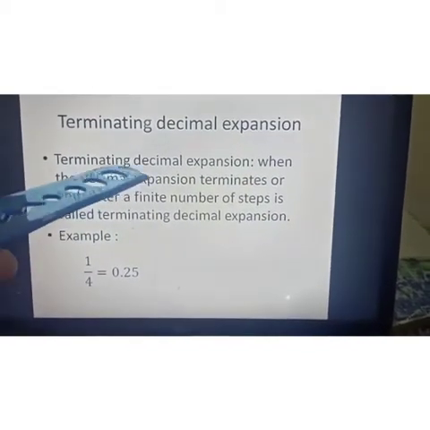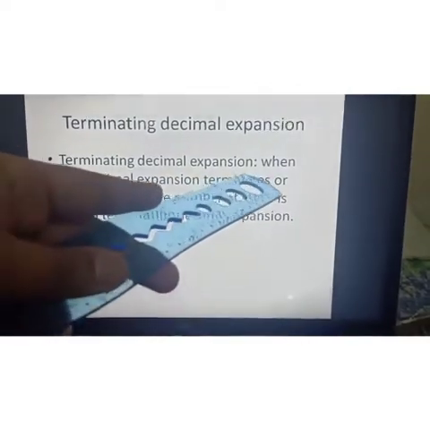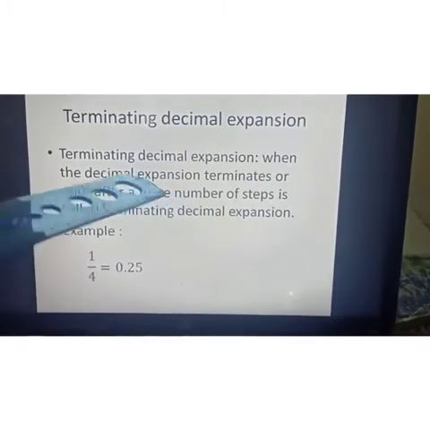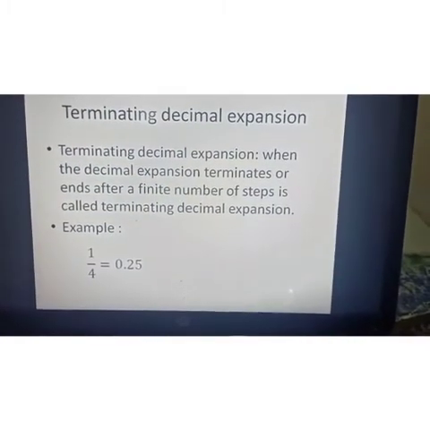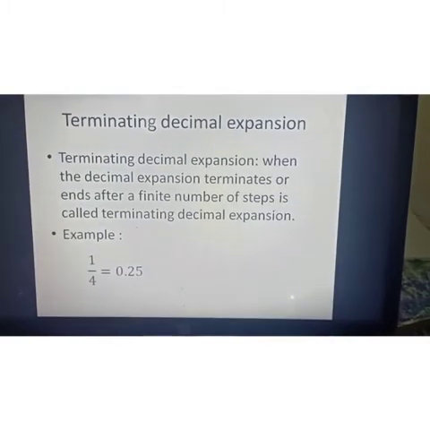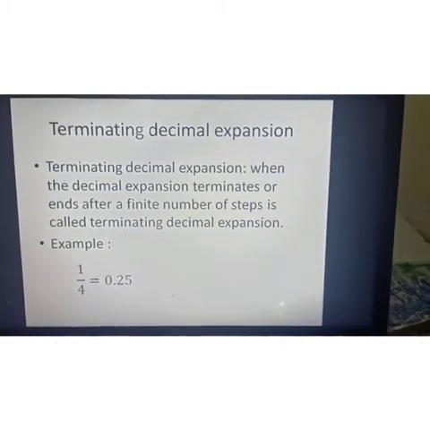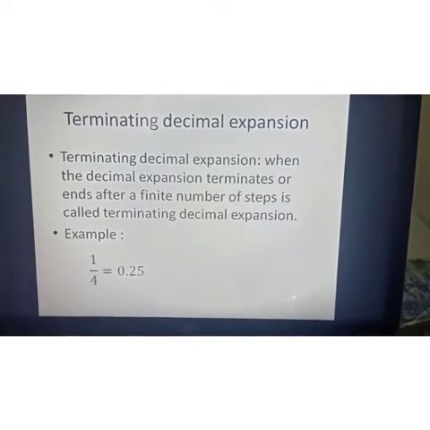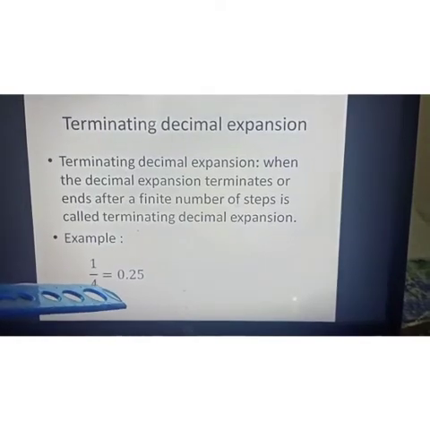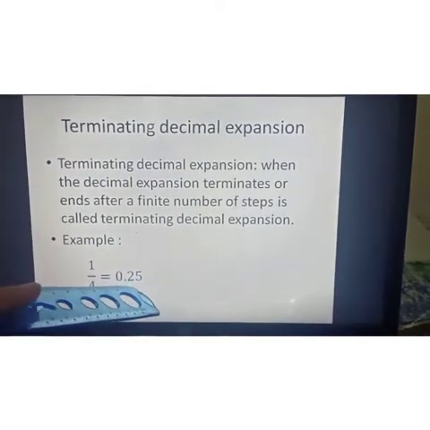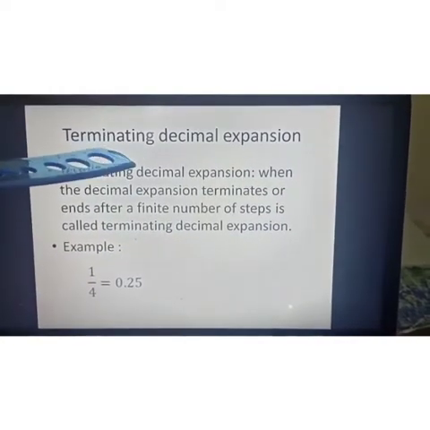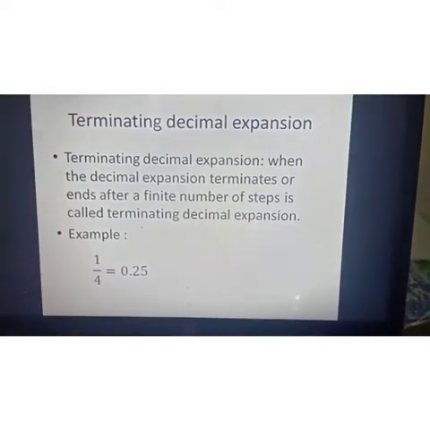When we talk about the terminating decimal expansion, terminating means the decimal expansion terminates or ends after a finite number of steps. It means when we divide some number by some integer, if the remainder is 0, if it stops after some steps, then it is called terminating. Terminating means stop, right? Let us take an example. If we divide 1 by 4, after some steps the remainder will become 0 and the quotient is 0.25. So if the remainder is 0, then it is called terminating. If the remainder is not equal to 0, then it is non-terminating, right?